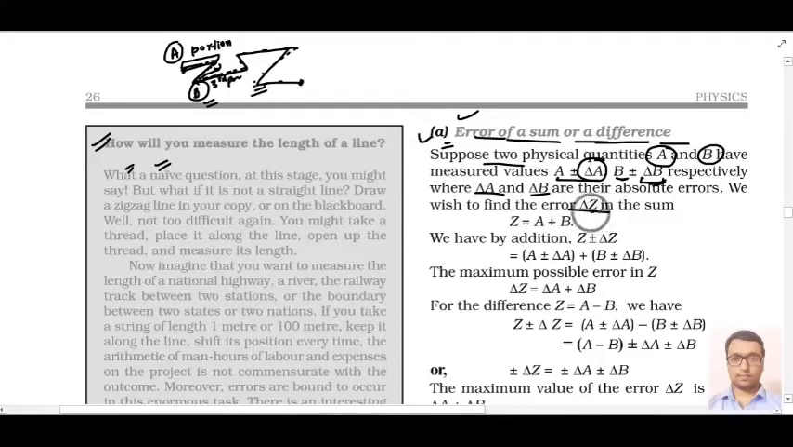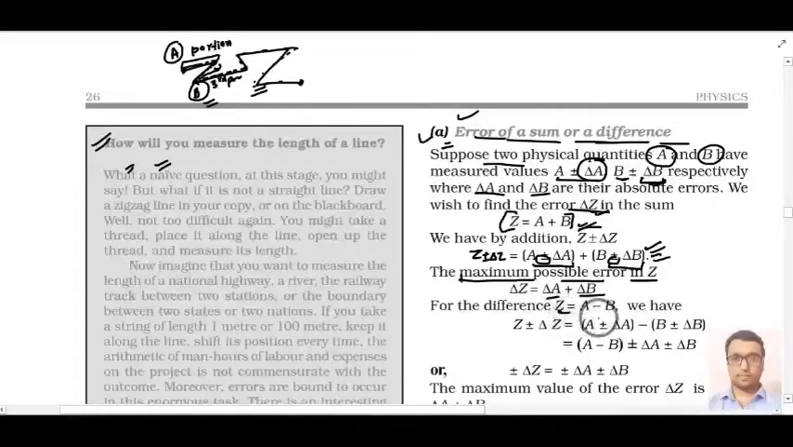So to find error in sum we can say it is delta Z, then the sum is denoted by Z equal to A plus B. In that case suppose there is some error in summation, that is delta Z. So we will write in this form that Z plus minus delta Z equal to A plus minus delta A plus B plus minus delta B. So maximum possible error in Z will be delta A plus delta B, because we don't have to consider the negative sign, we have to consider only the positive one. Only then we will get maximum error.